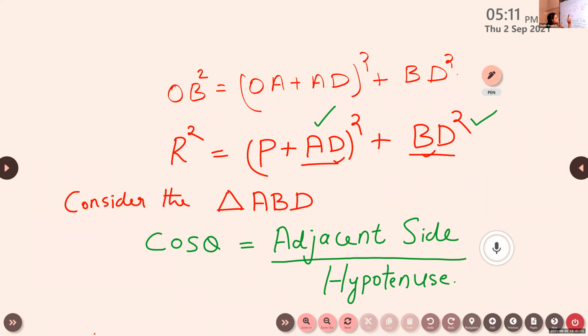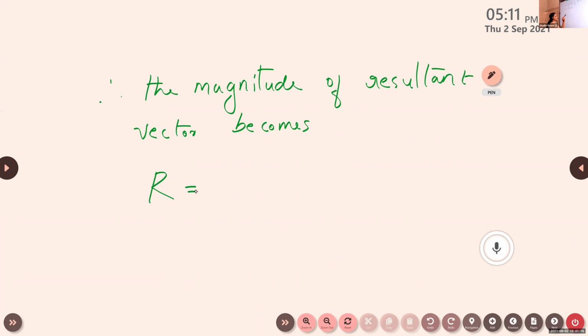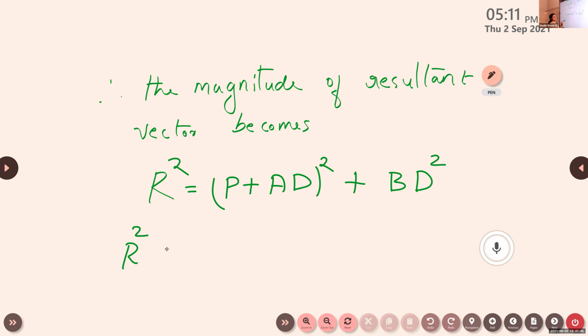R square is equal to P plus AD the whole square plus BD square. Now we can substitute the value of AD and BD into the equation. It becomes R square is equal to P plus AD. What is the value of AD? Q cos theta. So it becomes P plus Q cos theta the whole square plus the value of BD.